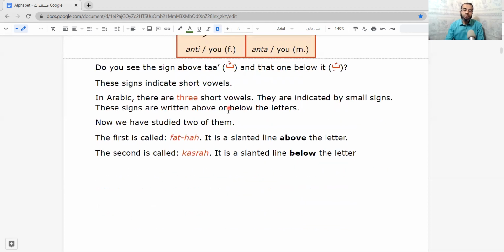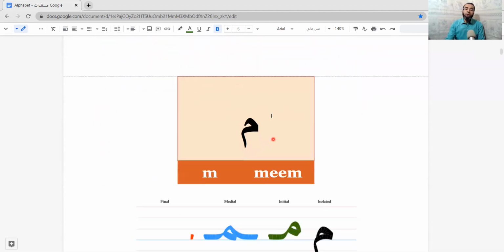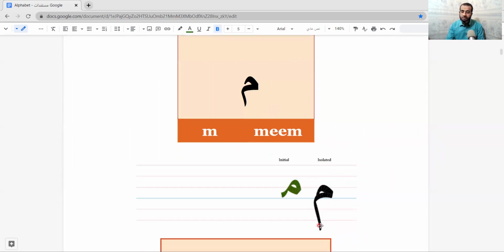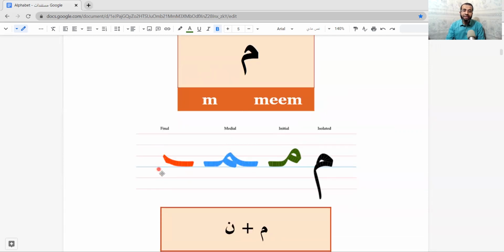Now, let's move to a new letter. It's meme, and its sound is ma. Look, when it's isolated like this, initial like this, and when it is in the middle like this, and when it is at the end of the word, it's written like this.